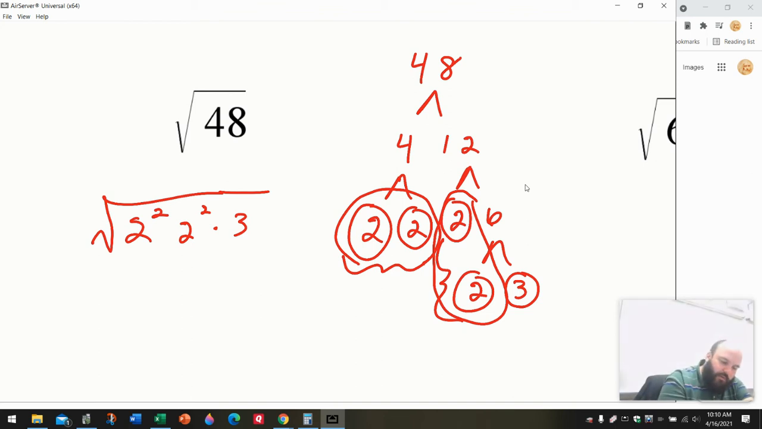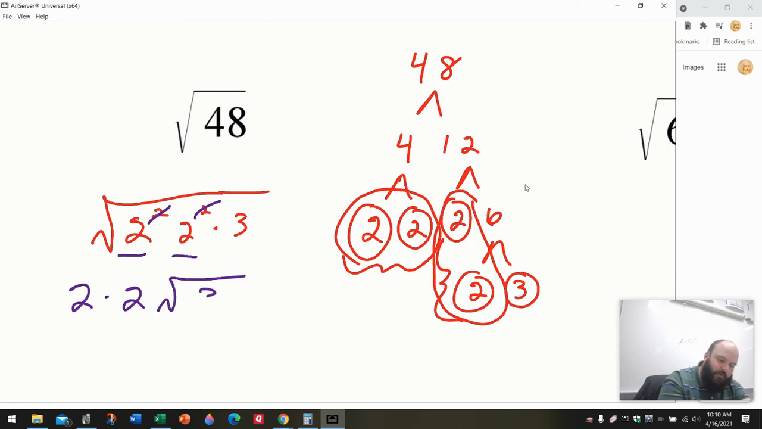So what will happen is we're going to underline this base, and then we are going to cross out the 2. Then I'm going to underline this base and cross out the 2. Now, the reason why we underline both of those 2s is both of those 2s are going to come out of the square root sign here. So we'll have 2 times 2, and then we'll have a square root, and the 3 will be left there because it did not have a power that got canceled.